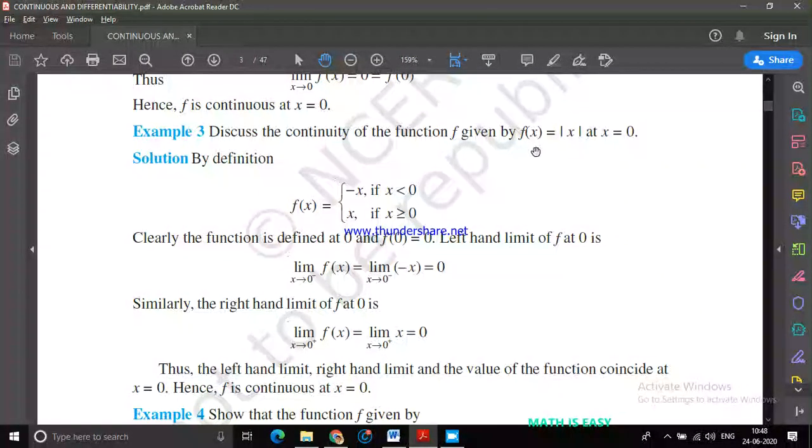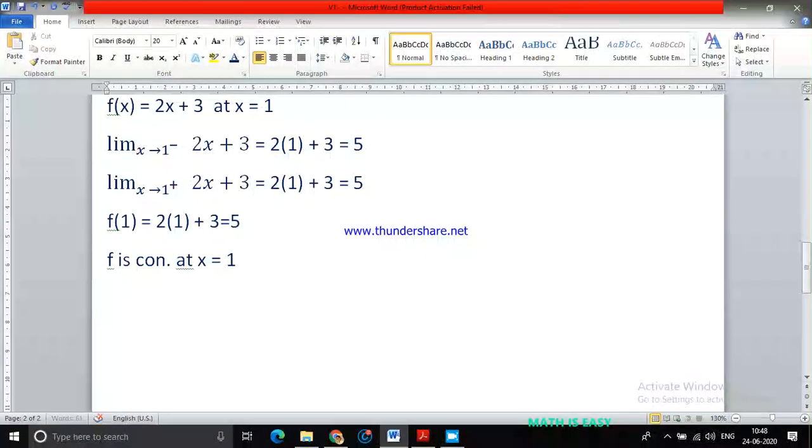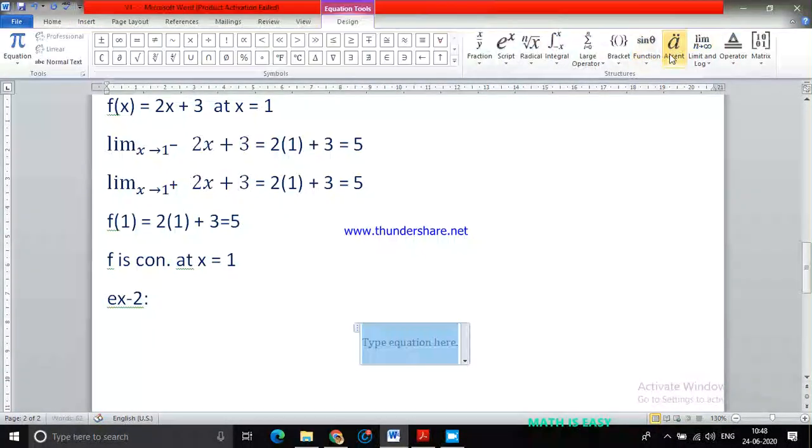Now, this is a modulus function, f of x equals mod x. You have to check the continuity at x equals 0. So, let me solve this question. This is example 2. Let me insert the function.